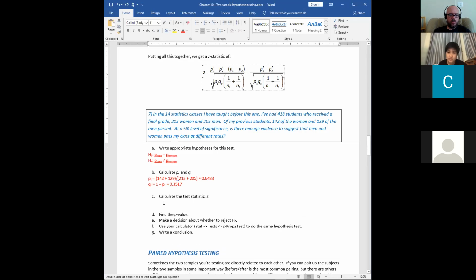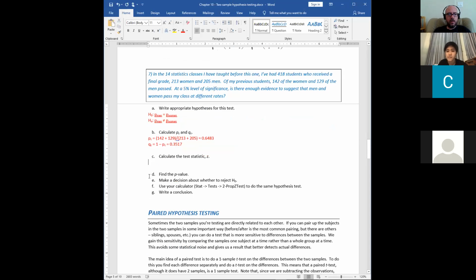So do I really want to type that all out? Not really. Can we put it in a test? Yes. So you might notice that part F is use your calculator to do the same hypothesis test. So we can actually just jump to that if you want to. It's incredibly easy to do. Just go to Stat, Test, 2-PropZTest.